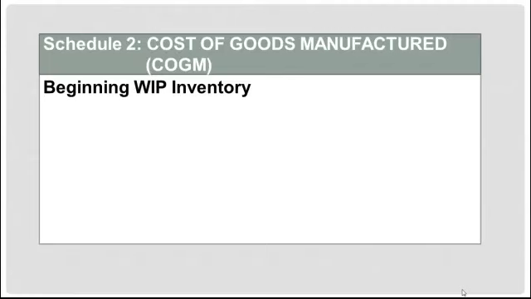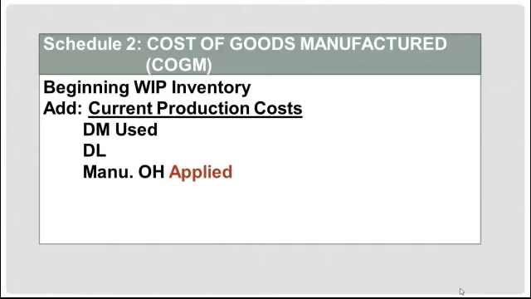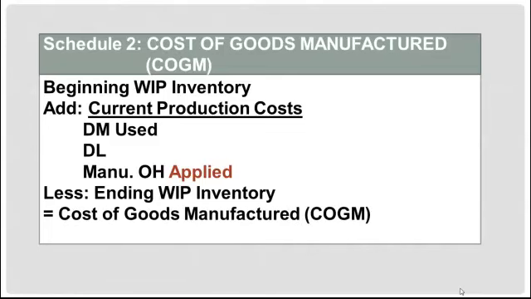Now the 3 costs that you add to work in process inventory, if you go back to our coverage, we said we increase work in process for 3 reasons. That's for direct materials used during the period, direct labor cost incurred, and overhead applied. So notice that it is not actual overhead cost, it is the manufacturing overhead applied, the reason that you debit work in process. We will then subtract ending work in process inventory to get cost of goods manufactured.